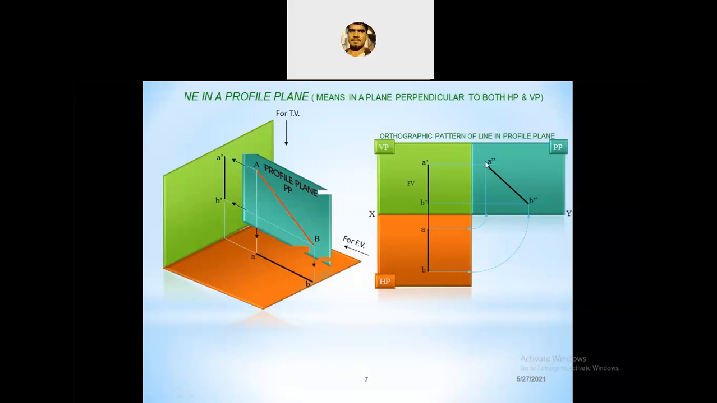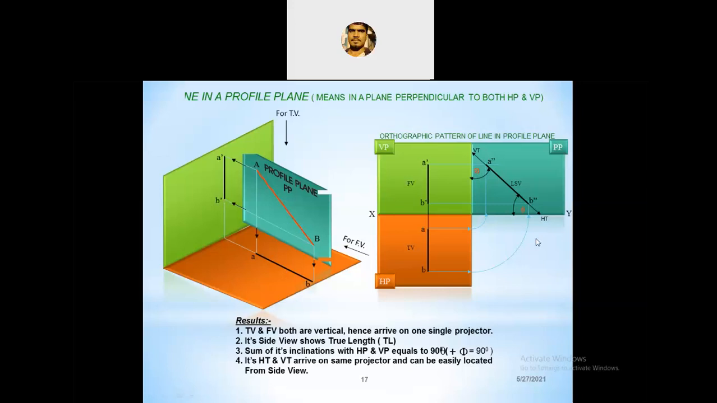Yes, I told you, A double dash, B double dash. This is called the side view. The top and front views are both vertical, hence they arise in a single projector. And here the side view shows the true length. Always in this particular problem, the line is parallel to the side view, so it will show the true length in the side view.